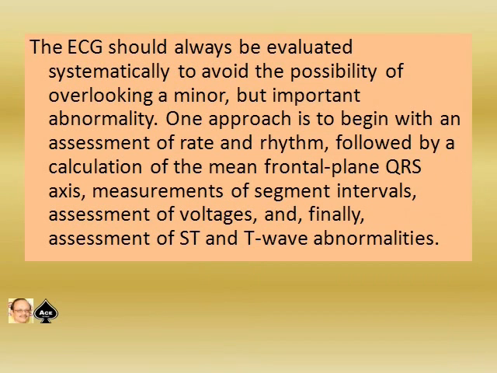Now the ECG should always be evaluated systematically to avoid the possibility of overlooking a minor but important abnormality. One approach is to begin with an assessment of rate and rhythm, followed by calculation of the mean frontal plane QRS axis, measurement of segment intervals, assessment of voltages, and finally assessment of ST and T wave abnormality.